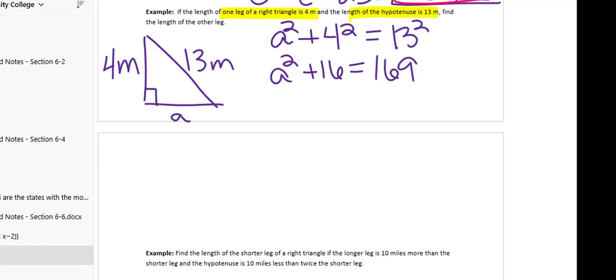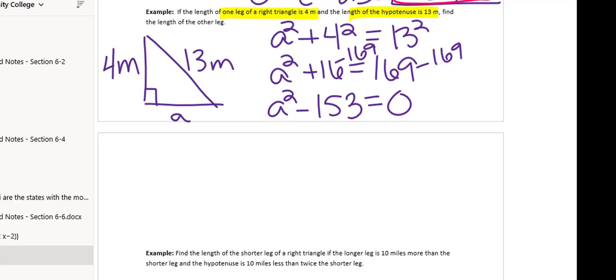All right, I'm going to see 4 squared. I think I have everything right. I think it looks good. All right, so if I were to subtract 169 from both sides, I have A squared, and then 16 minus 169 is a minus 153 is equal to 0.